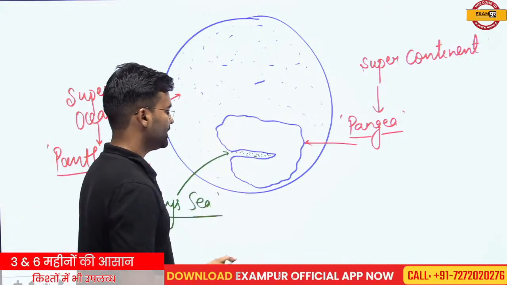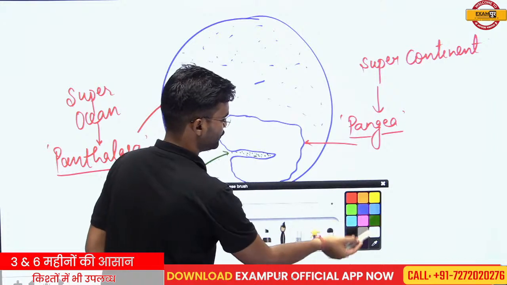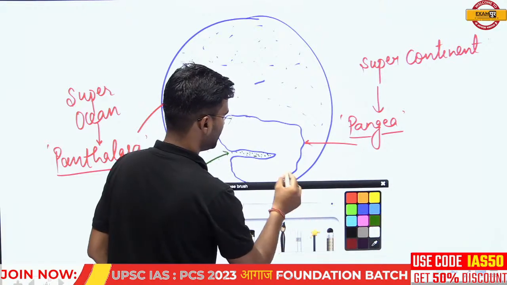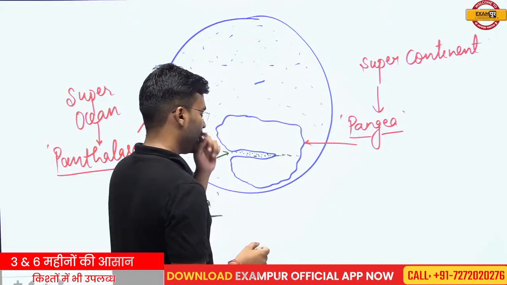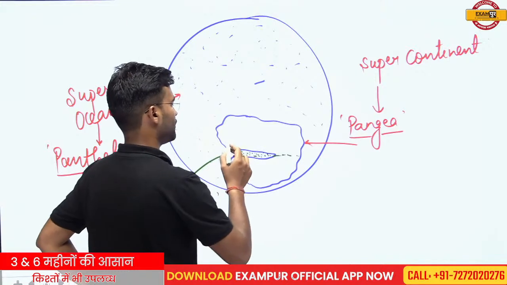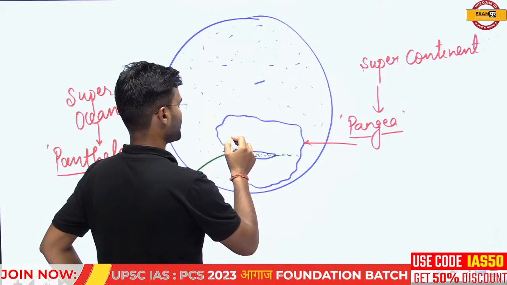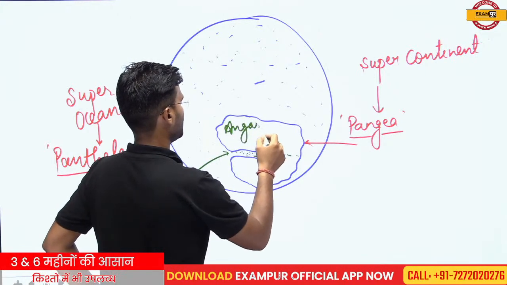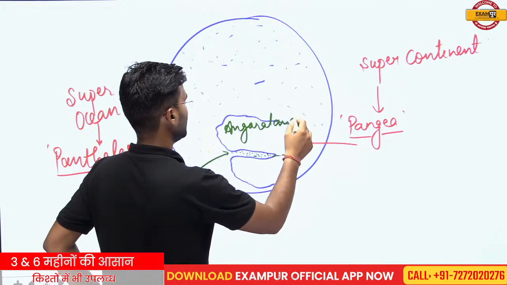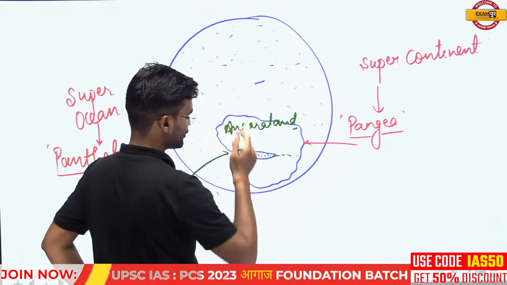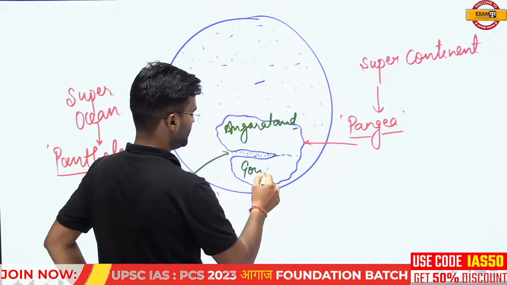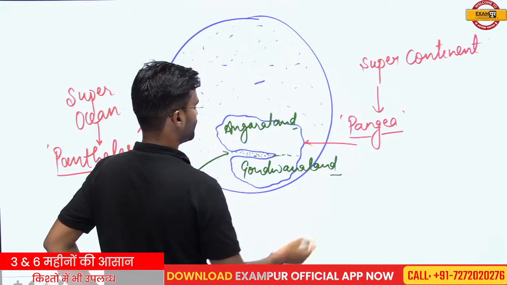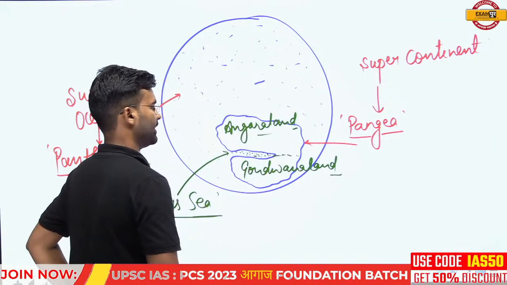After some time, when the celestial forces and the rotational forces of the earth worked upon it, the Pangea started to break. If the Pangea broke into two parts, then the northern section is called the Angara land. He told this section as the Angara land, and the southern section was told by him as the Gondwana land. So this section is called the Gondwana land and this section is called the Angara land.